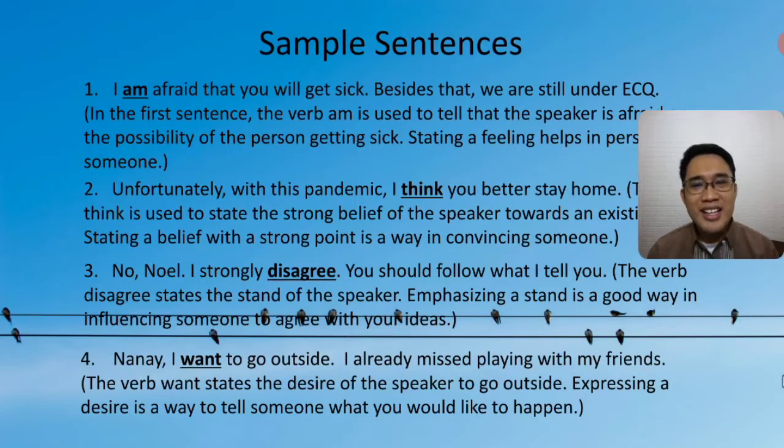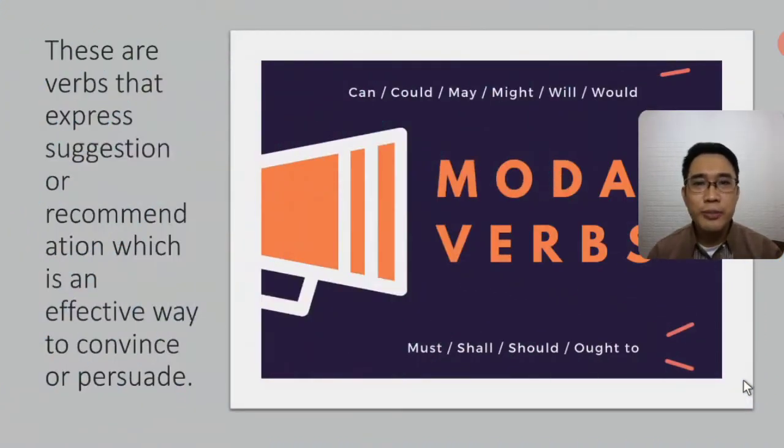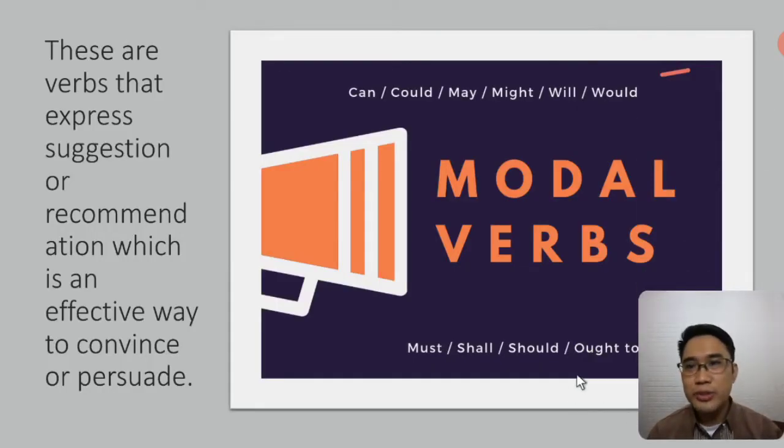So we see here, guys, that linking verbs am, think, disagree, and want all show emotions, all show opinions with regards to a particular matter. So that is how we can convey our emotions using verbs, specifically linking verbs. There's another type of verb that can help us to show our emotions, and that's what we call modal verbs.